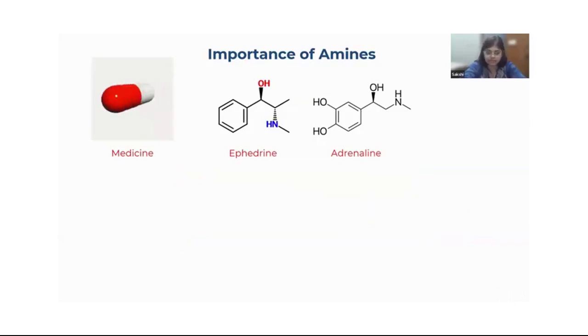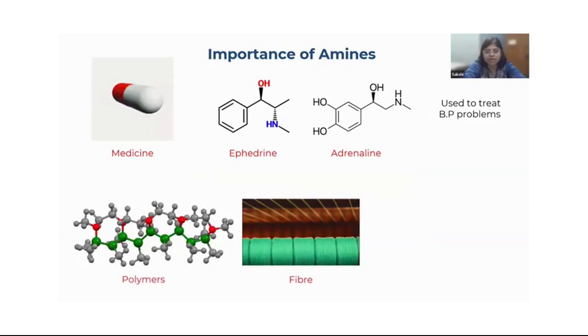Because they are used in medicine, like ephedrine, adrenaline, right? These medicines are used to treat BP problems. Then polymers, right? You must have learned about polymers in your younger classes, like all these plastic bottles, nylon. These are all polymers, right? So fibers, as you can see in the picture here, are manufactured by making polymers which have amines, right? Okay. So that is its use in daily life.